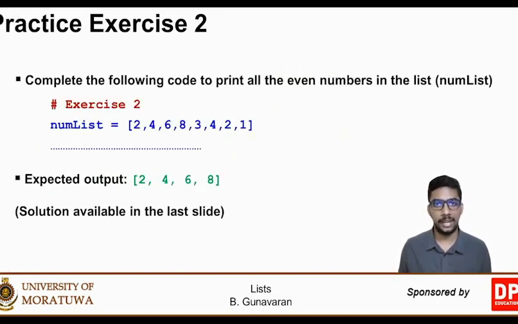Here is an exercise for you to practice what you have learned. The question is, you have been given a list of numbers and you have to write a program to output all the even numbers in the list. There should not be any duplicates, which means if there are two 4s, you have to output it only once. The answers to practice exercises 1 and 2 are available on the last slide of the presentation.